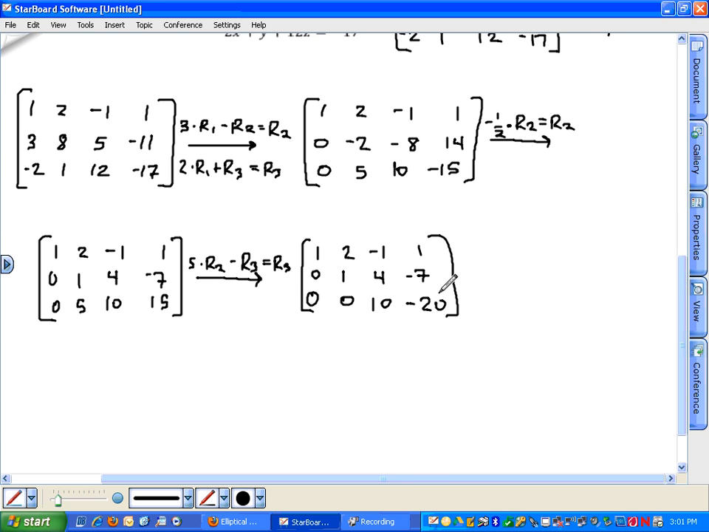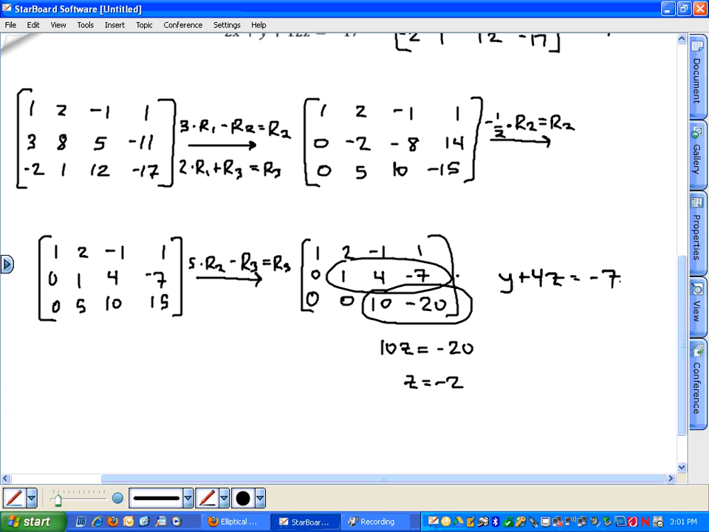And we can stop here now, even though this isn't truly row echelon form. This really should be a 1, but I think we can get the idea now. This bottom row is telling us that 10z is equal to negative 20, which means that z is equal to negative 2. Now if we go back up here, this row is telling us that y plus 4z is equal to negative 7. If z is negative 2, this says that y minus 8 is equal to negative 7, which means that y is equal to 1. Top row is telling us that x plus 2y minus z is equal to 1.